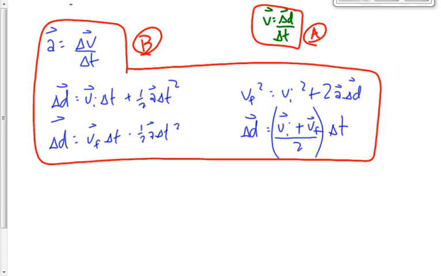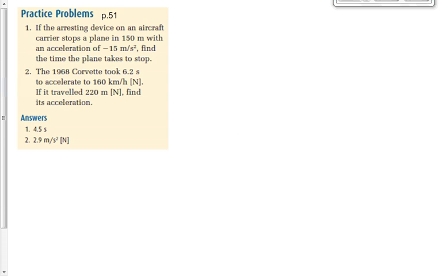All right, we had a couple questions for homework last night on this stuff. It was on page 51. Any issues with the questions on page 51? Number 1, okay. Anybody else for number 2? Okay, we'll do both of them here. Number 1 says, if the arresting device on an aircraft carrier stops the plane at 150 meters, an acceleration of -15, find the time that it takes the plane to stop.